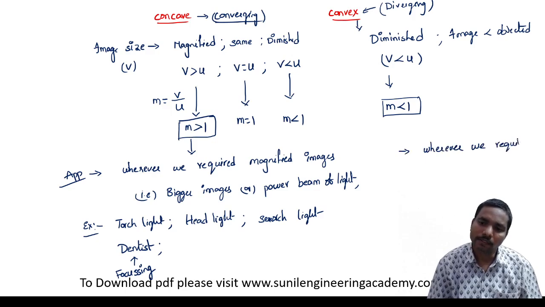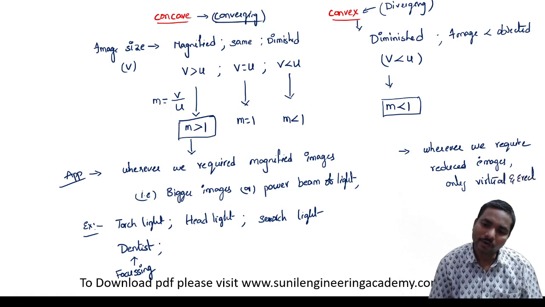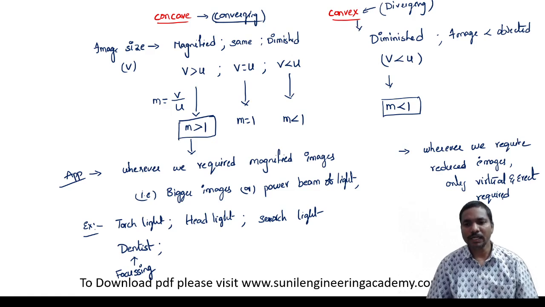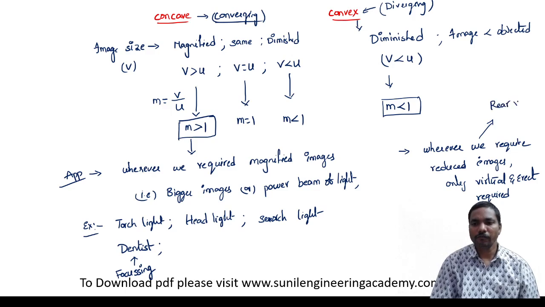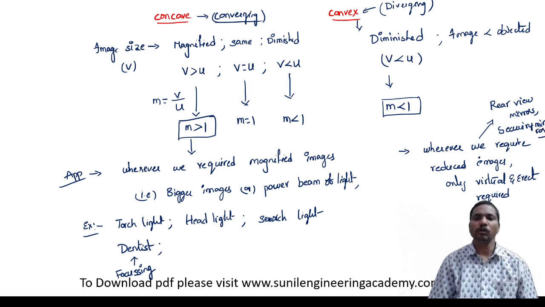And convex type, where we require reduced images. Wherever we require reduced images, comma, only virtual and erect required. If we require only virtual and erect, in those cases also we go with the convex type. So where we require reduced images, backlight, that is rear view mirrors. In case of rear view mirrors, security mirrors, in those cases only we go with the convex.